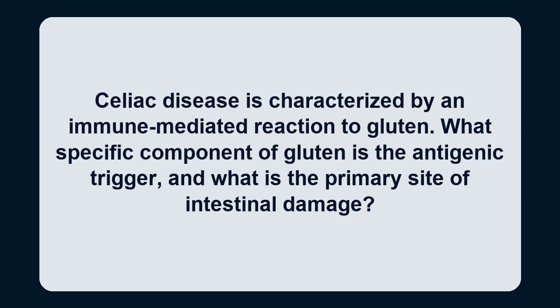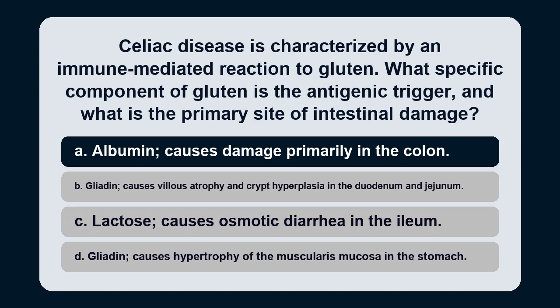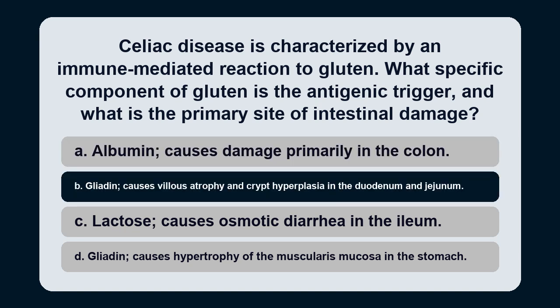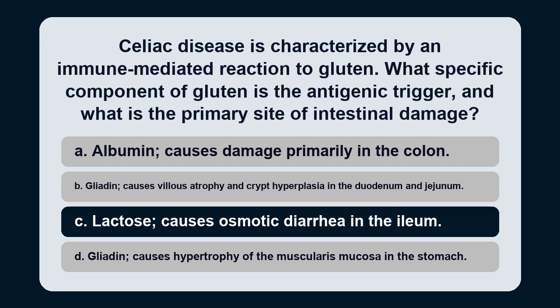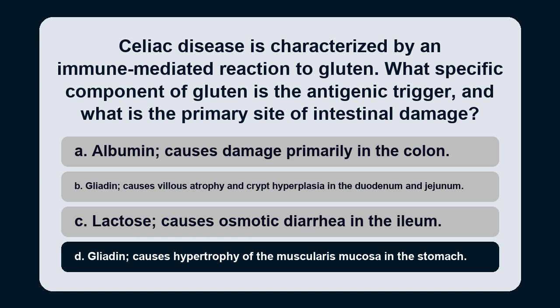Question 6. Celiac disease is characterized by an immune-mediated reaction to gluten. What specific component of gluten is the antigenic trigger, and what is the primary site of intestinal damage? Option A, albumin, causes damage primarily in the colon. Option B, gliadin, causes villus atrophy and crypt hyperplasia in the duodenum and jejunum. Option C, lactose, causes osmotic diarrhea in the ileum. Option D, gliadin, causes hypertrophy of the muscularis mucosa in the stomach.